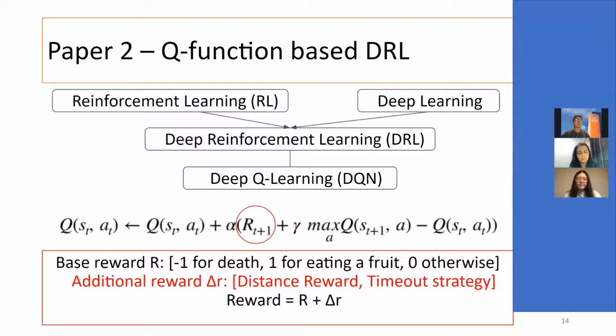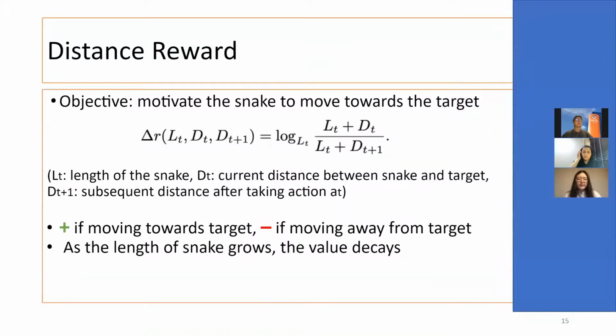For the snake game, the base reward is that the snake receives -1 when death, or say when it crashes into the wall or itself. Then it receives +1 when eating the fruit. If neither of these happens, it receives 0. In this paper, the authors use 2 additional reward adjustment mechanisms, namely distance reward and timeout strategy, in order to improve the snake's performance.